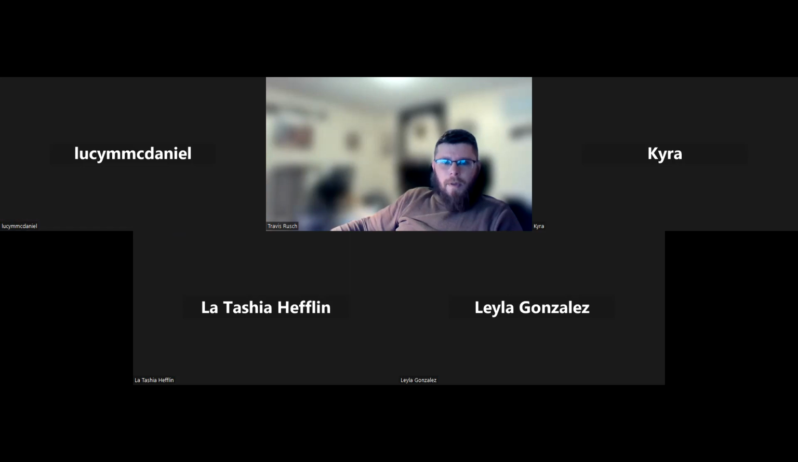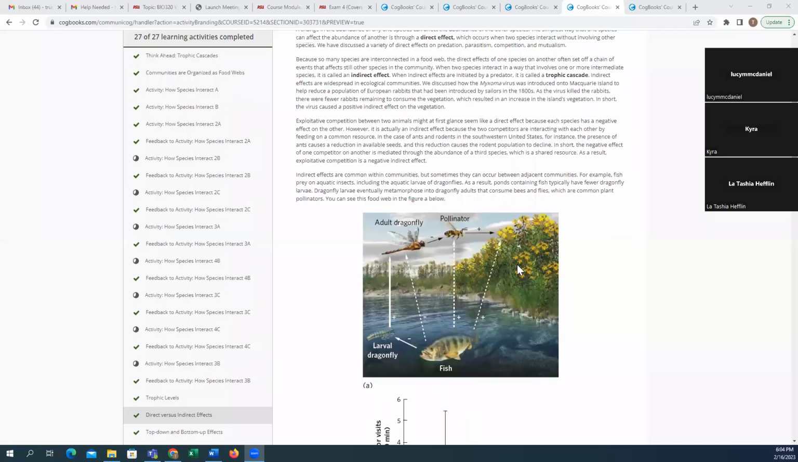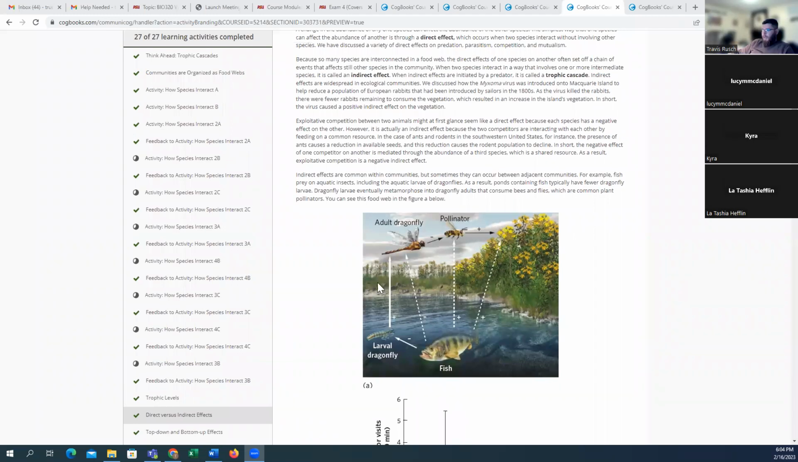Another topic that might be worth talking about a little bit is indirect and direct effects. The example it gave here was we have a fish, a larval dragonfly, adult dragonfly, a pollinator, and a plant species. So what do the solid versus the dotted lines represent in this type of figure?